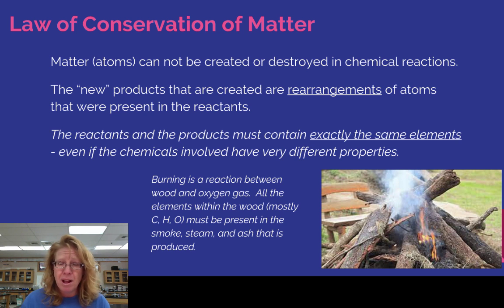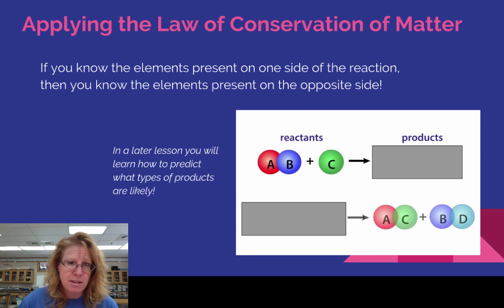So for example, a log is actually mostly carbon, hydrogen, and oxygen. They're bonded together in the form that we call wood, which is cellulose and a variety of other things. But when we burn it, the two things that we produce, which are carbon dioxide and water, contain those exact same three elements: carbon, hydrogen, and oxygen. So whatever's there before has to be there after. No appearing and disappearing elements. That's not allowed.